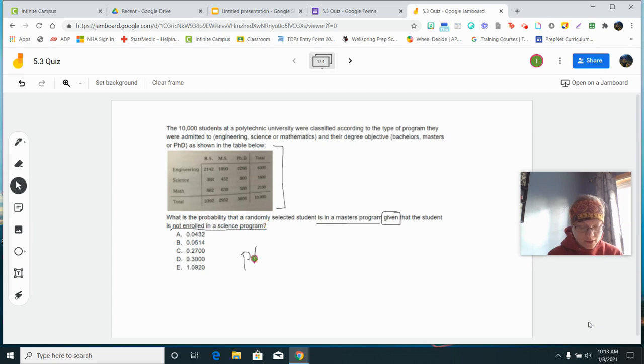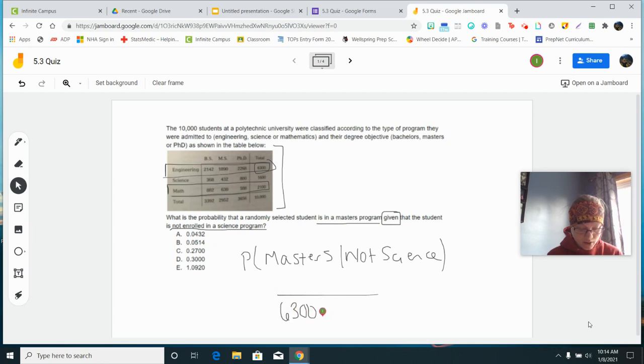So just to write that in notation, you are in the master's program given that you are not in the science program. So what we want to do is just find the correct rows and columns. You are not in science, so that means you are either in math or engineering. So we have 6,300 people in engineering, and 2,100 in math.